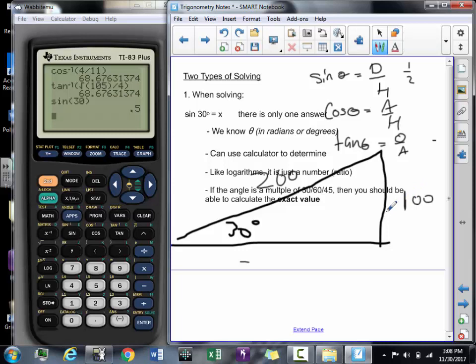Is the relationship between them different? Well, no. Right? If I make the triangle twice as big, or 100 times as big, 100 divided by 200 is still going to be 0.5. Does that make sense? So these ones are really easy to do.